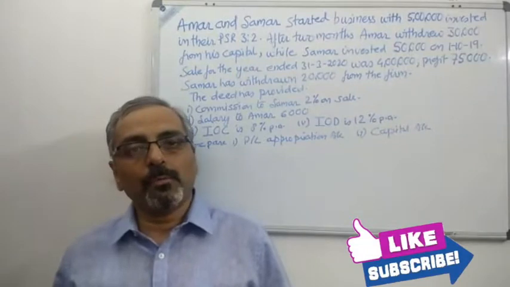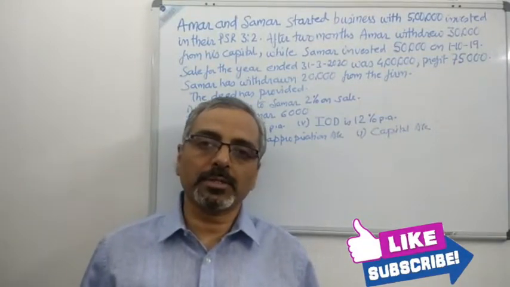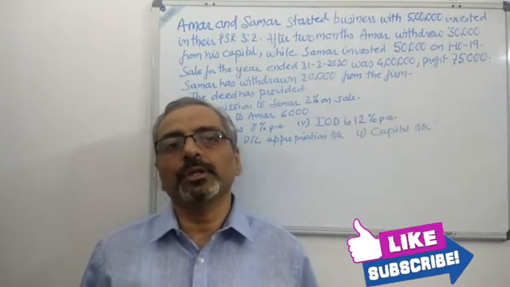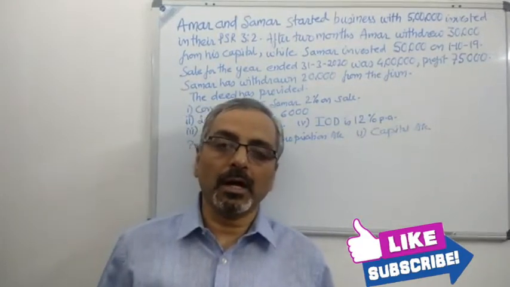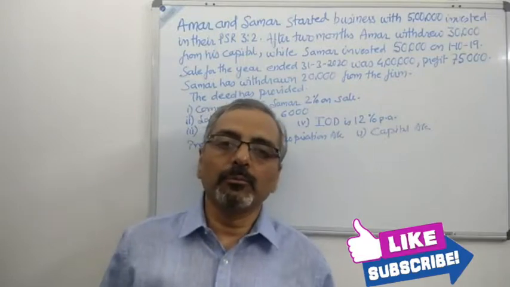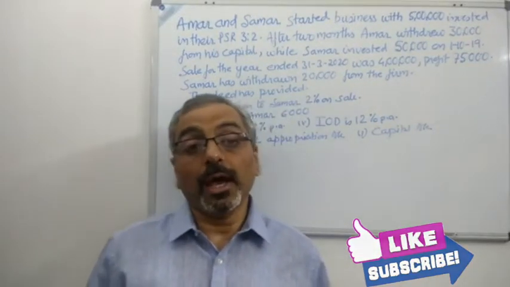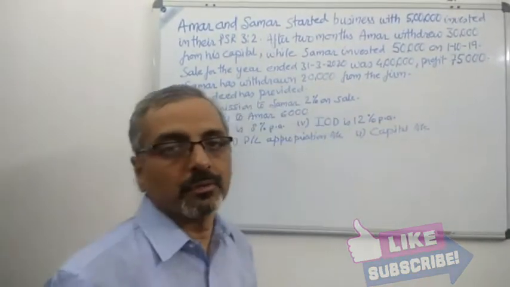Today I'll be talking about a different sum in which we are asked to prepare the profit and loss appropriation account and partners capital account, but it is a sum with a difference. So let us first read the question and see what the differences are, and then we'll go on to the calculations, and finally we'll move on to the making of the accounts, that is the profit and loss appropriation account and the partners capital account. So let us first see what the question is given to us.